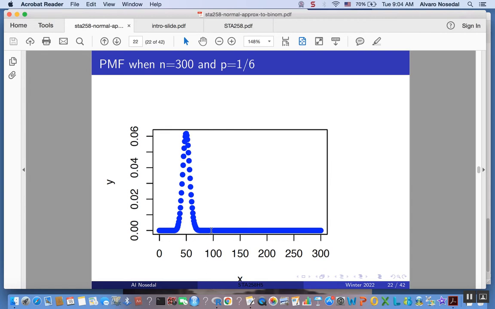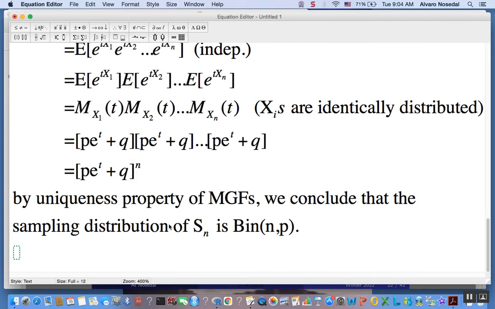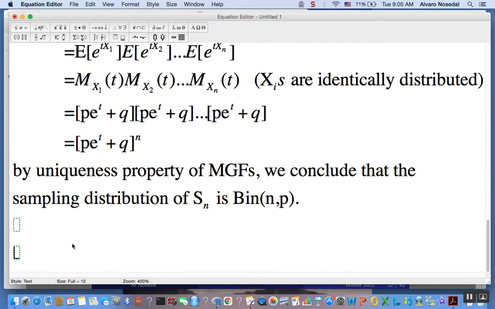Well, now let's talk about another statistic closely related to Sn, but slightly different. So let's talk about a new statistic that we're going to be calling p hat. Okay? So let's talk about another statistic.